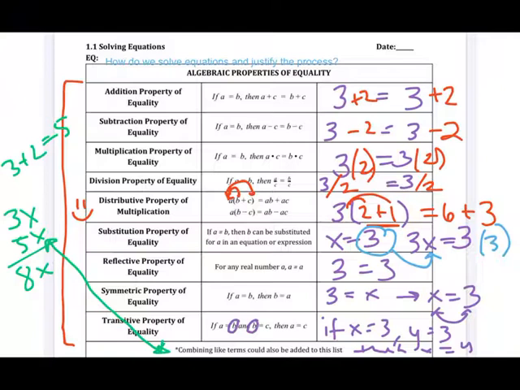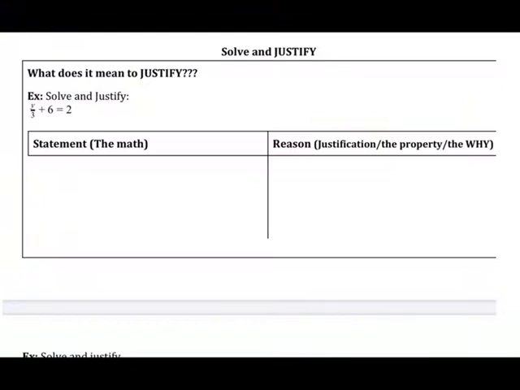Now let's look at how we can use them to our benefit. So what does it mean to solve and justify? It means that we are going to do all of the math to get to our solution, and then we're going to state along the way why we're allowed to do that. So again, if you think about the courtroom scenario, when someone is trying to tell the story of what happened, they're not only saying this is what happened, the statement, but they're saying this is how we know that that happened, the reason, the justification, or the why.